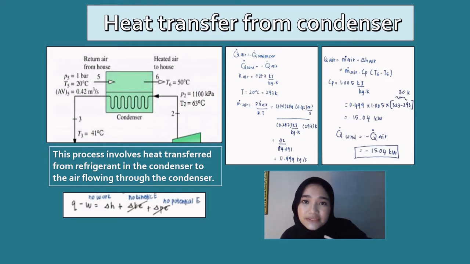First step, we find the heat transfer of air by finding its mass flow rate, which is 0.499 kilogram per second, and then we substitute the mass flow rate into the formula of heat of air, and we got 15.04 kilowatt. And then we set the heat of condenser equal to the negative of the heat of air, so that the heat of condenser is equal to negative 15.0 kilowatt.